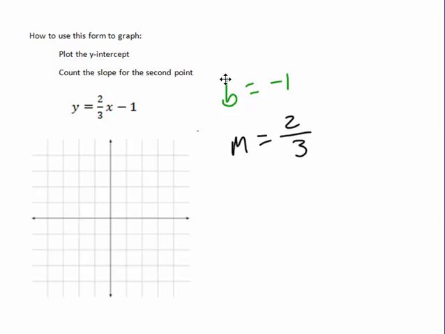All right, so I'm going to start with my b value at -1. I go b down to -1. Here we are. That's my y-intercept. This is where the line crosses the y-axis, at -1.